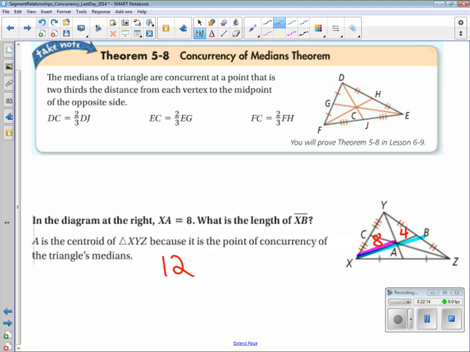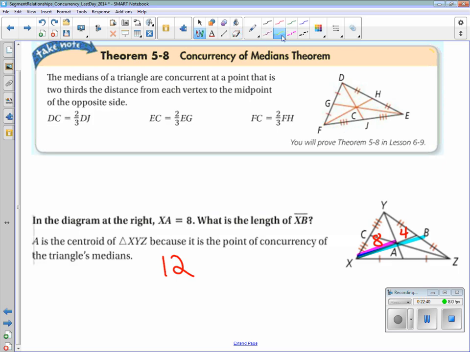2/3 and 1/3. Okay? So I'm going to try to explain here. This length here is 2/3 as long as this length here. One's twice as long as the other. 2/3 and 1/3. 8 is 2/3 of 12. 4 is 1/3 of 12. I'm going to think about it that way. Okay?